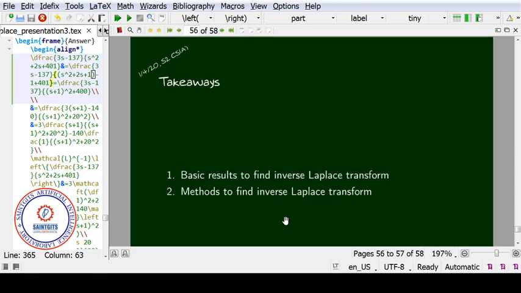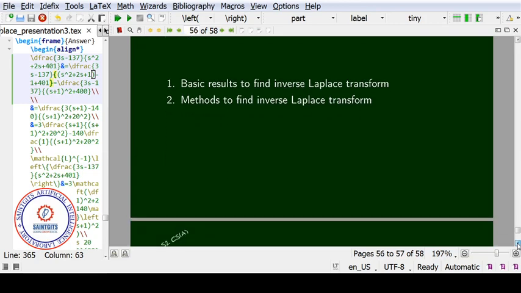So the important takeaways: basic results to find inverse Laplace transform. There is nothing new. We are already familiar with Laplace transform results, then we take the inverse. That's all. We have to learn the type of results. Then methods to find inverse Laplace transform. There are 4 popular methods. One is the direct method, second is the method of partial fractions, third is applying some special properties of Laplace transform, and finally convolution. Except the last method, I have discussed the first 3 methods here. We will discuss more problems in the next section and also the convolution property and convolution theorem.